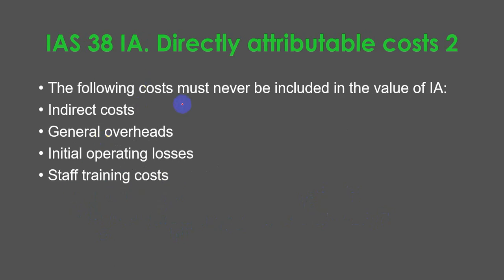The following costs must never be included in the value of intangible assets: indirect costs, general overheads, initial operating losses, staff training costs.